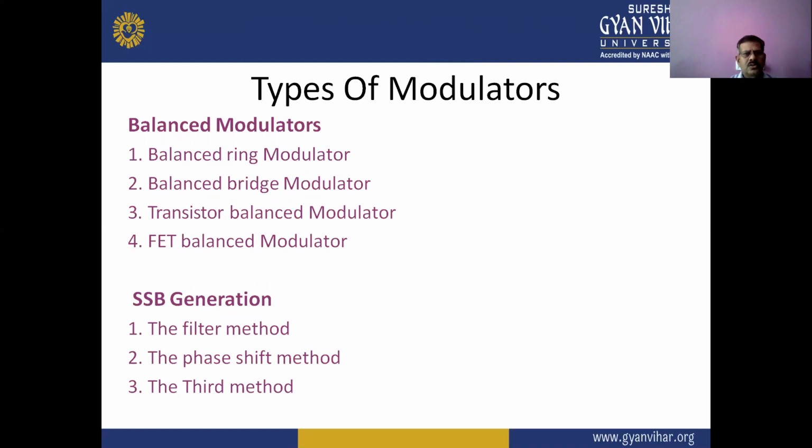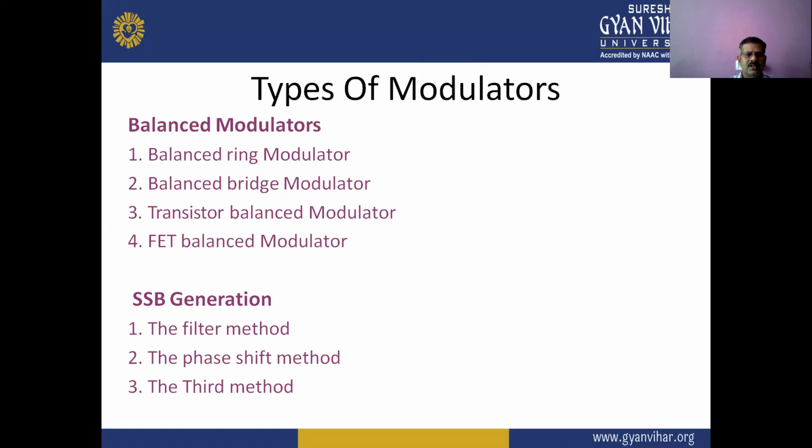And also there are different types of modulators: balanced modulators. Balanced modulators are also classified into four types. First one is balanced ring modulators, second is balanced bridge modulators, third is transistor balanced modulators, and fourth is field effect transistor balanced modulators. So these are the types of modulators.